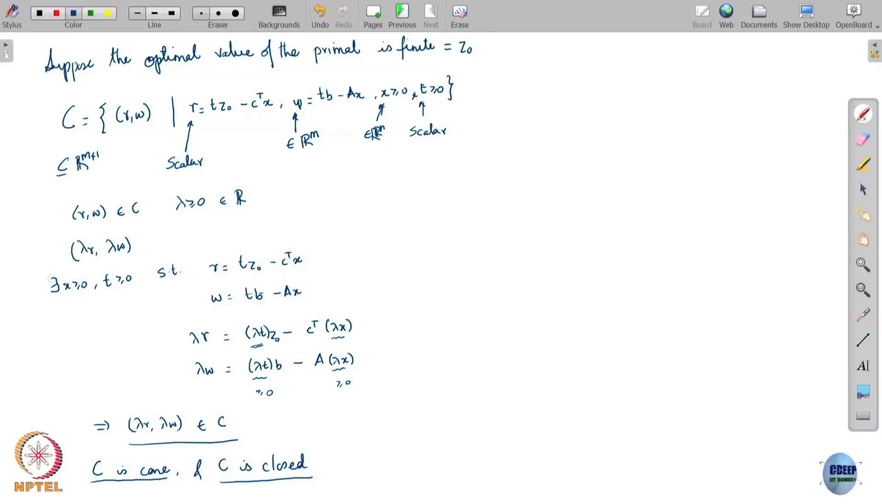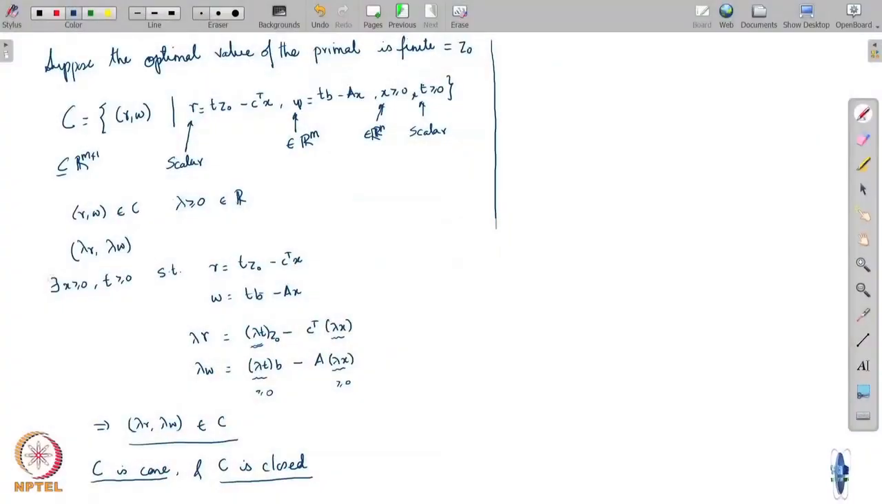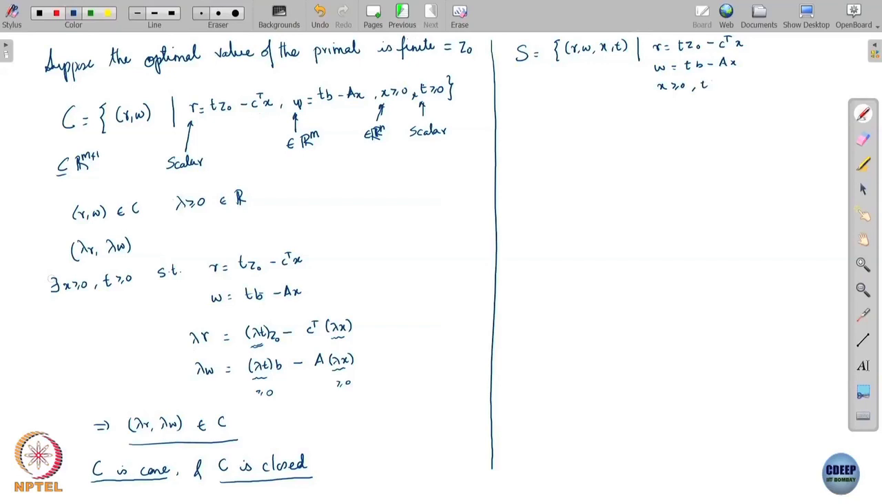What about the convexity of C? Is C convex? It is convex. You see, C is defined using a bunch of linear equations and inequalities, right. So, it is just (r, w) that satisfies some linear equations. You can think of it this way. You can think of a set S like this, which is (r, w, x, t) such that r is equal to t z0 minus c transpose x, w is equal to t b minus A x, and x is greater than or equal to 0 and t greater than or equal to 0. If you look at a set S like this, the projection of this set onto the (r, w) axis is my set C, right. So, if I take the shadow of this set on the (r, w) space, that set is actually C.